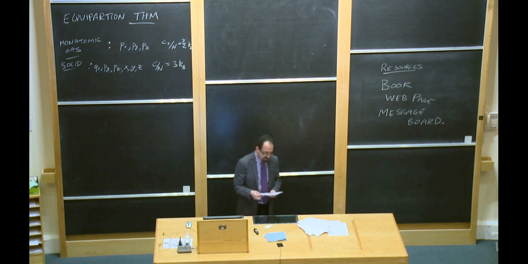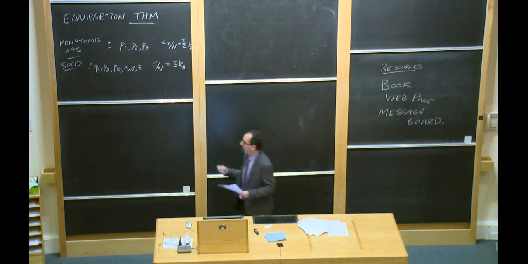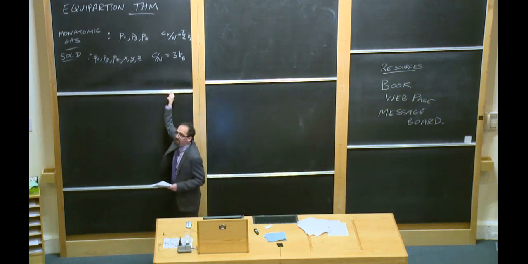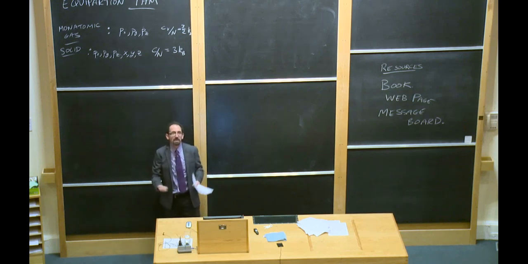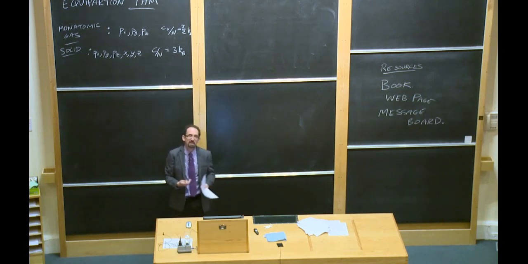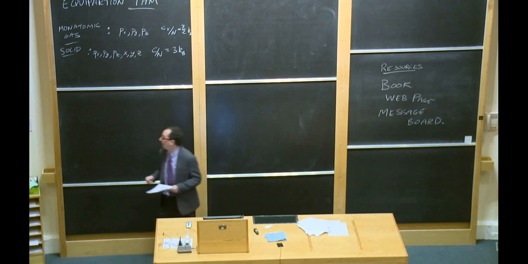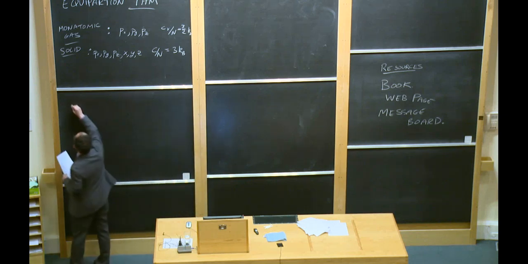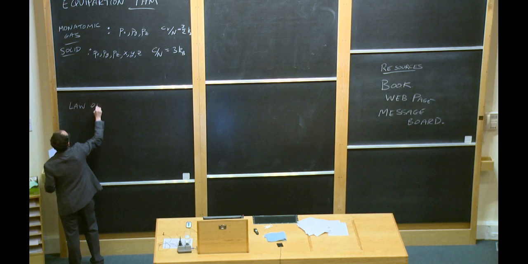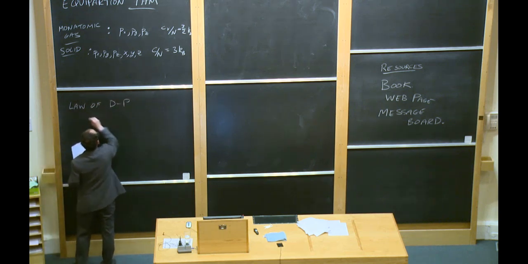So this was a great advance, but there was a problem, something that bothered Boltzmann and something that made people think that potentially maybe Boltzmann's reasoning was wrong. And the problem was that the law of Dulong-Petit, of DP, is not always true.